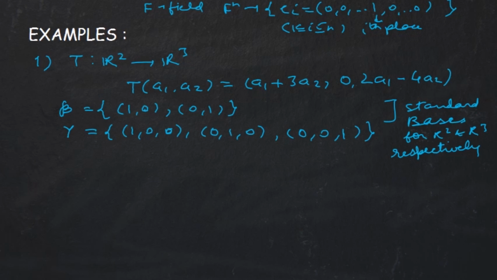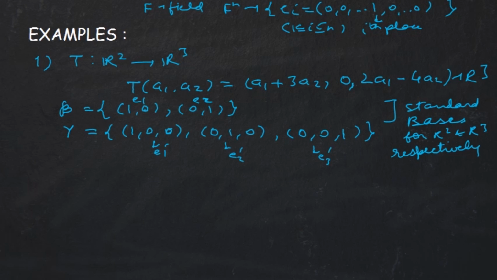Okay, so T is from R2 to R3. T is given by T(a1, a2) = (a1 + 3a2, 0, 2a1 - 4a2). So this clearly belongs to R3, right? So now beta is the ordered basis for R2 given by (1, 0), (0, 1). Let's call these vectors E1 and E2. And gamma is the standard ordered basis for R3. Let's call these E1 prime, E2 prime, and E3 prime.